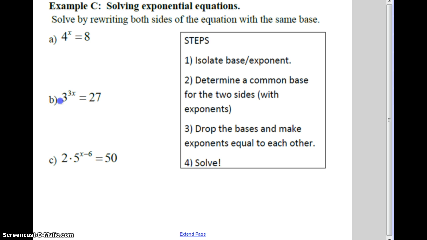Now in this case, 3 to the 3x equals 27. I want to try to write 27 with a base of 3. Well, I know that 3 to the power of 3 equals 27. By writing it in this form, I've now determined that I have a common base, and therefore I can set the exponents equal to each other. So 3x equals 3. If I divide by 3 on both sides, x must equal 1.